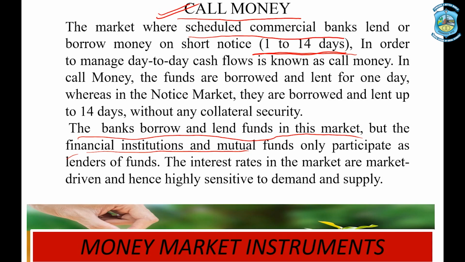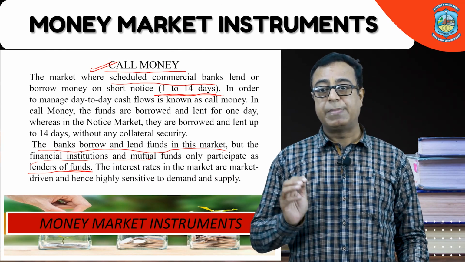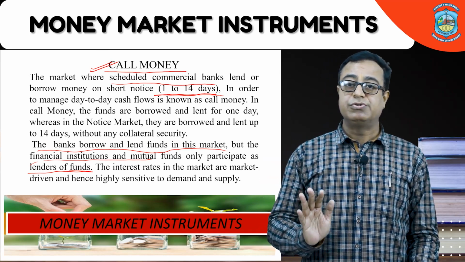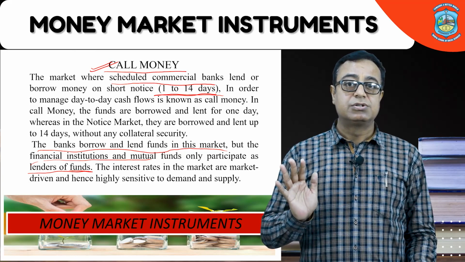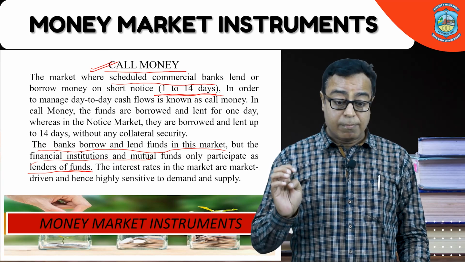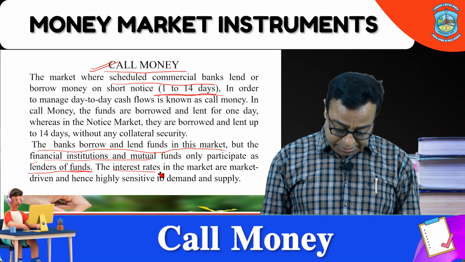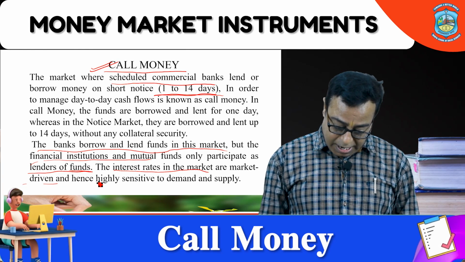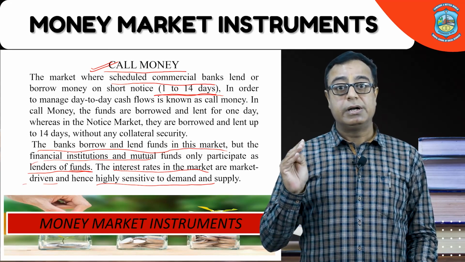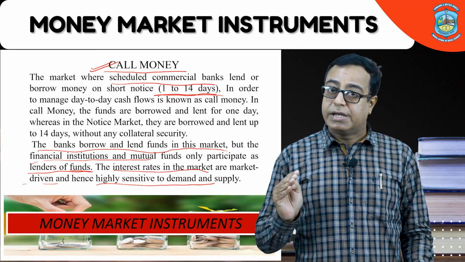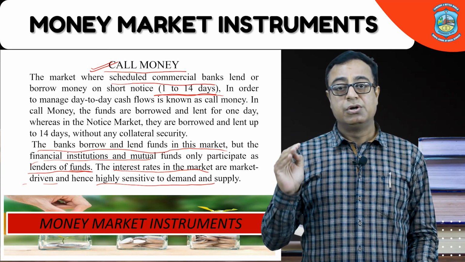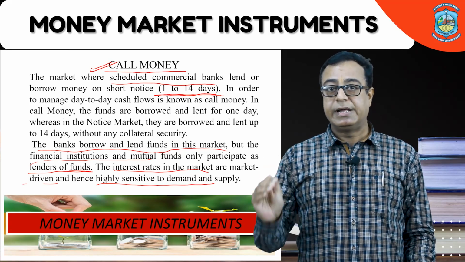They can participate as lenders of funds, meaning banks can collect funds from financial institutions and mutual funds, but financial institutions and mutual funds cannot collect money as call money in this market. Yes, because it is a very short term market, the interest rates are market driven and highly sensitive according to the demand and supply of funds on that particular day. So, interest rates on call money fluctuate according to the position of demand and supply of funds on that particular date.